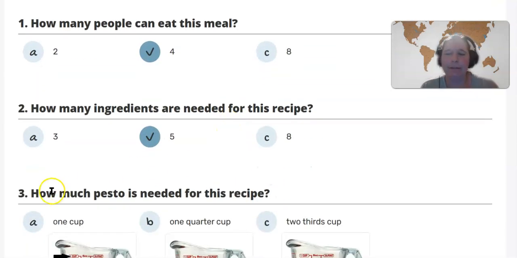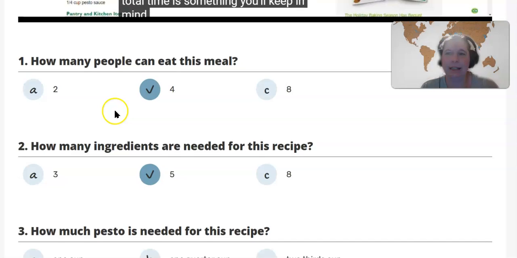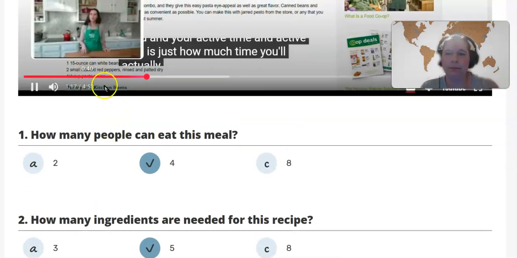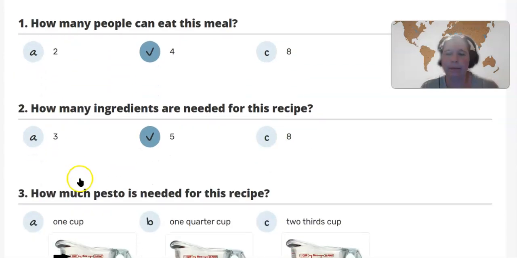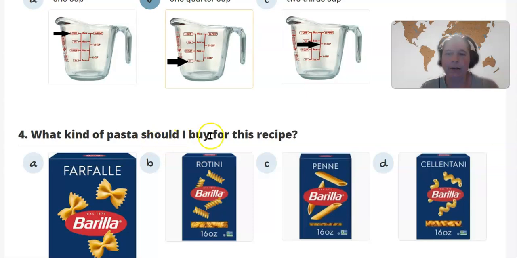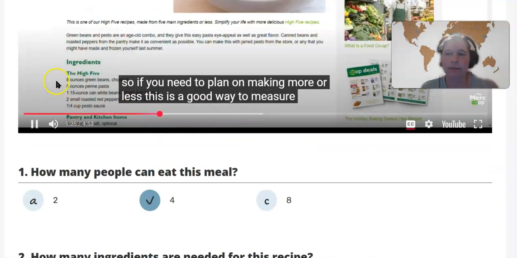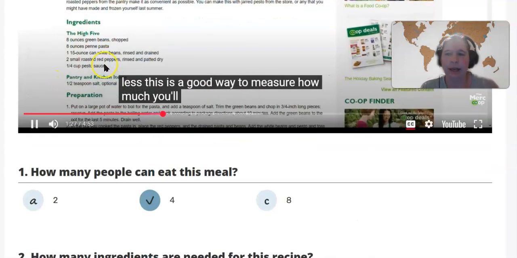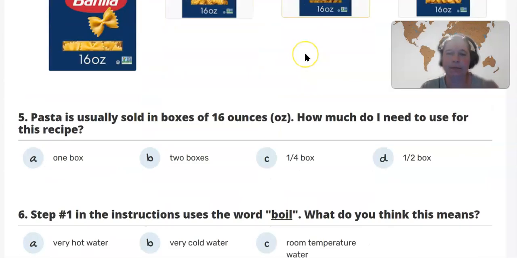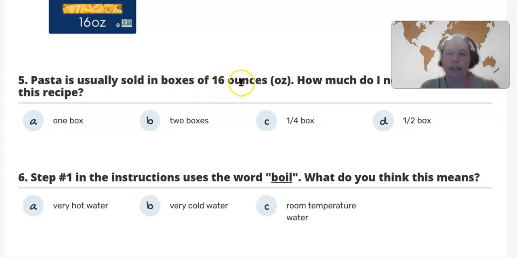And so the total time, you need to keep in mind that your active time. And active time is just how much time you'll actually spend handling ingredients. And then the number of servings you have. So if you need to plan on making more or less, this is a good way to measure how much you'll have. Penne pasta. Now, our ingredients are usually laid out in the order that you'll find them in the preparation instructions.